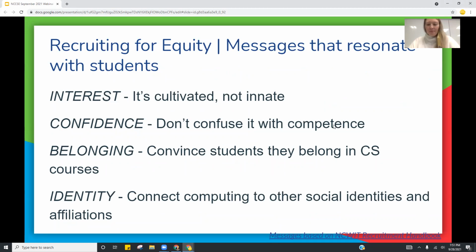I think we've heard from both of our guests tonight, sort of reiterating these messages that are resonating with students, and also talking with your counselors to help with recruitment. So talking and appealing to their interests and their confidence and belonging and identity. So those are 4 words to be thinking about as far as messages that resonate as you are recruiting.